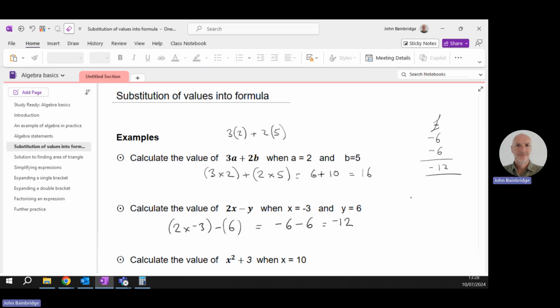That's in contrast to multiplying minus 6 times minus 6. When I multiply two negative numbers, it makes a positive. So that will come to a positive number, and that would be plus 36.